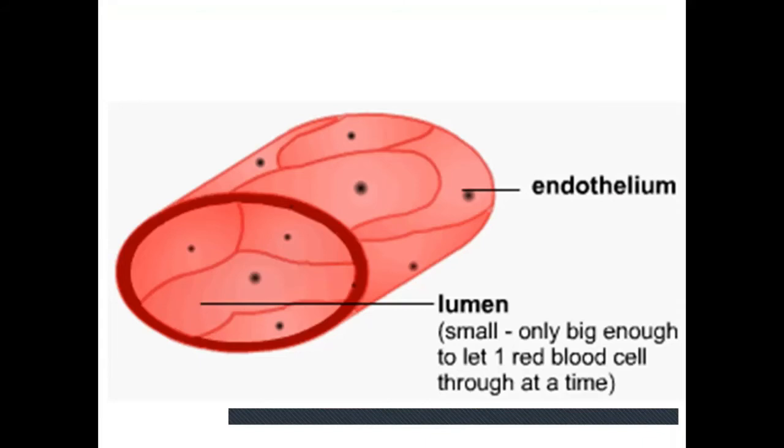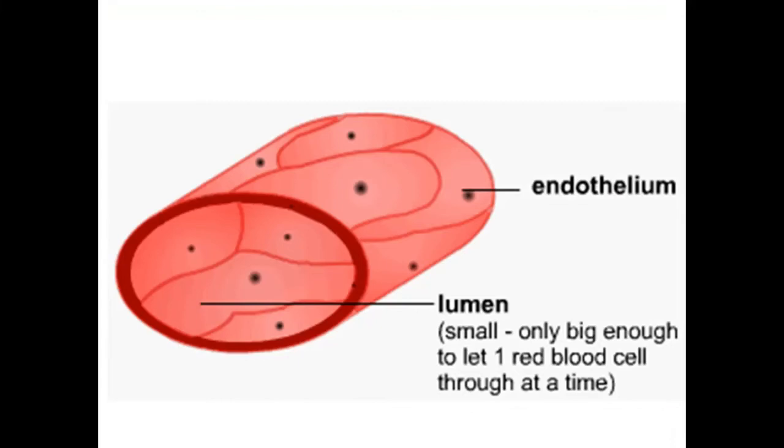Not to stress this too much, but the endothelium is the most important part of a capillary, and most commonly these endothelial cells are joined tightly one to the other, and the lumen is only big enough very often to let one red blood cell go through at a time. Very small opening there.